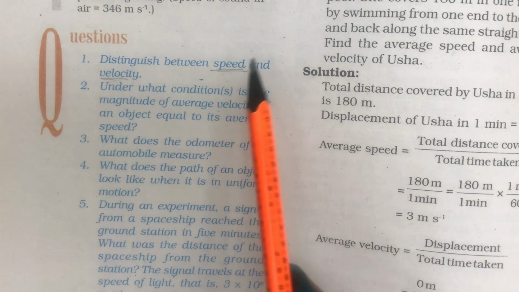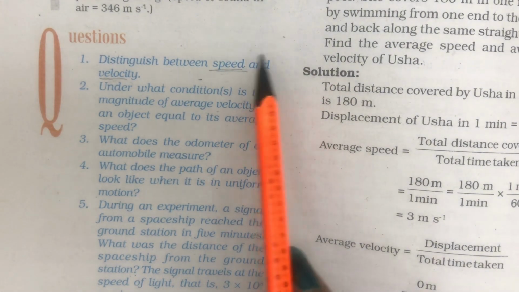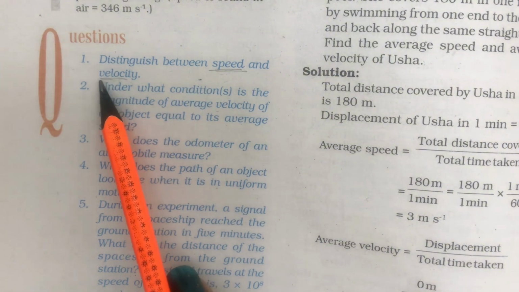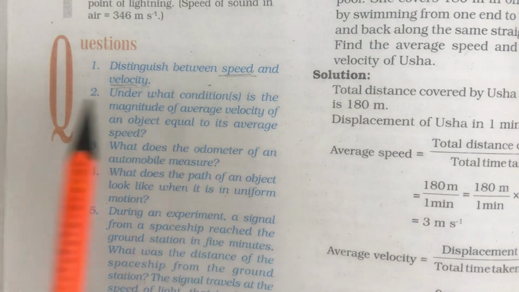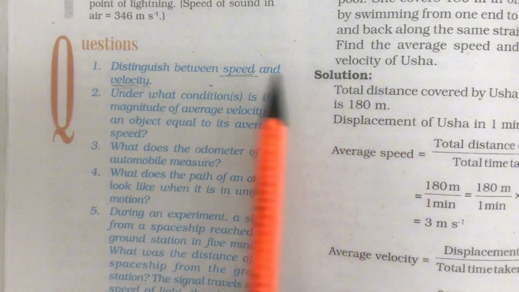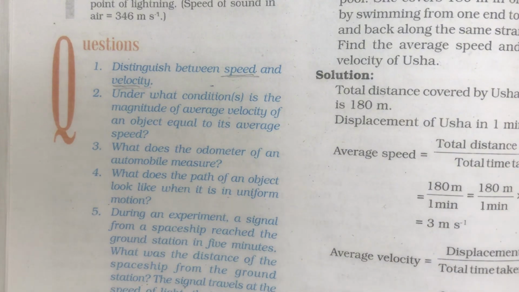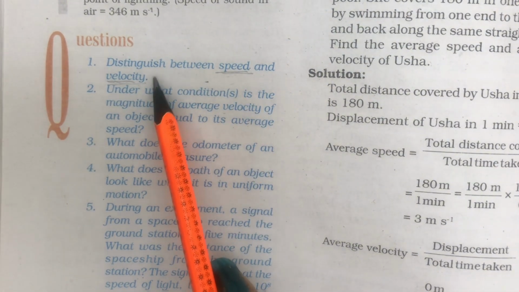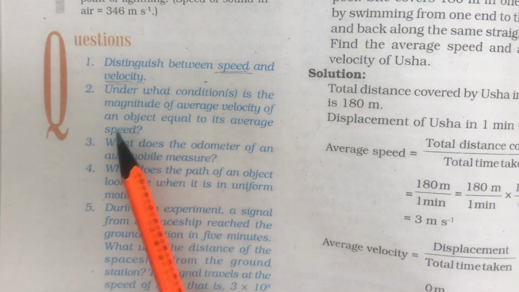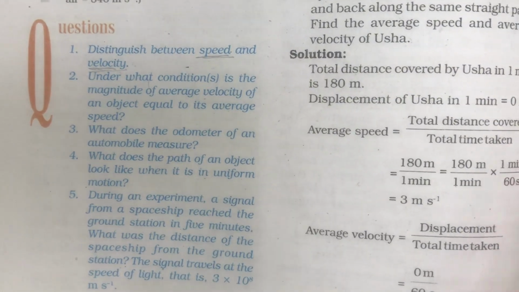Okay, speed cannot be negative. But the velocity can be negative. Where can the velocity be negative? When we are moving in a straight line, and then again I'm coming back and going backwards, then the velocity can be negative, because the displacement will be negative. So this is how you distinguish between speed and velocity.